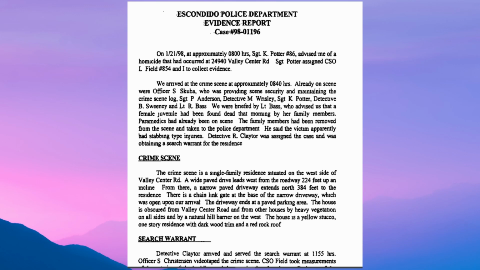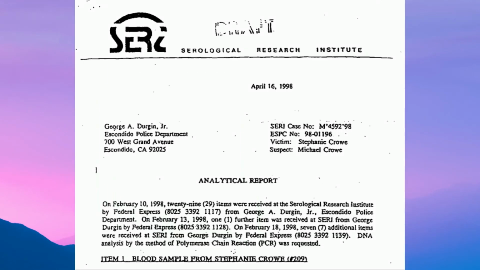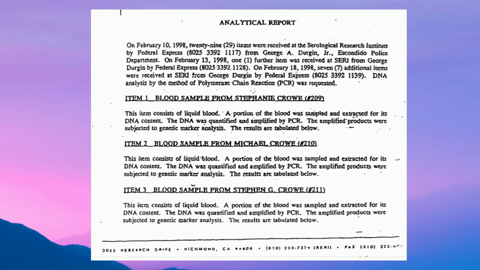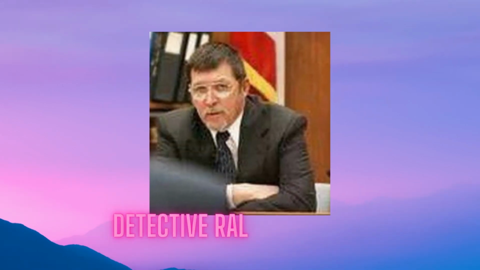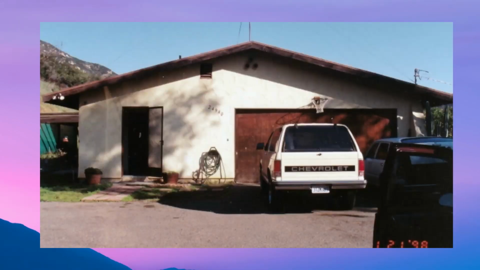Although crime scene officers collected over 280 items of evidence, they ultimately found none of any forensic value. Officers testified that they believed early on that someone in the house had committed the crime, and pretty quickly settled on Michael as the culprit.